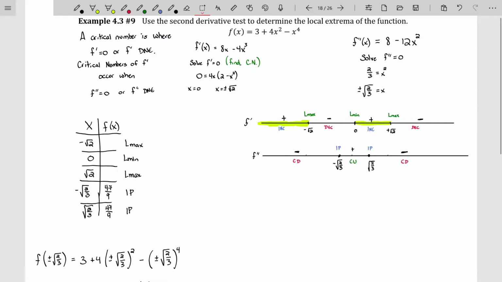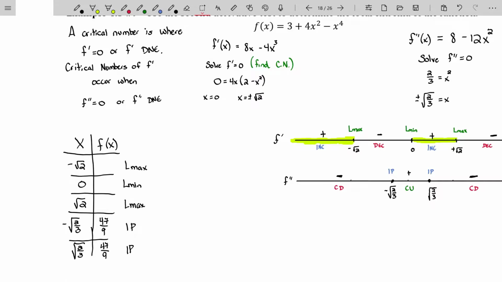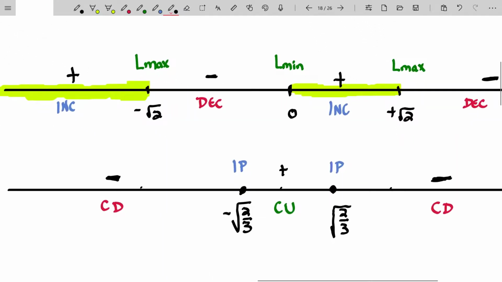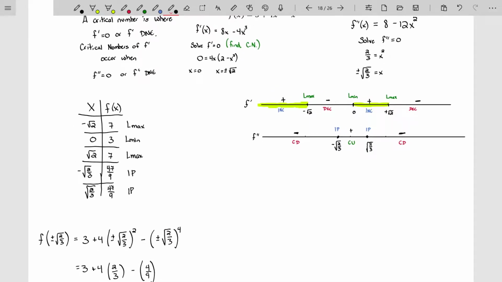And then off to the left, I keep a table of values of all of these numbers. For example, I should evaluate my function at 0. Well, 0 would be 3. So I have a local minimum at (0, 3). If you plug in negative root 2, you'd get 7, and same thing with positive root 2. So I keep a table of values of all of the y values associated with all these critical numbers, because those will be the important points that I need to plot to help me really see what this function actually looks like. So everything is based upon critical numbers.